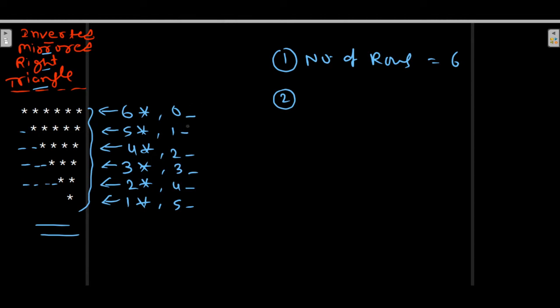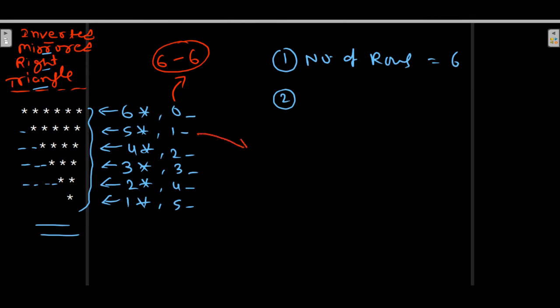Now let us see how we will keep track of the number of spaces that we need to print. For the first row, the total number of rows is 6, and the total number of stars that we need to print in the first row is also 6. So total number of rows minus the number of stars that we need to print in that row is equal to the number of spaces that we need to print, right?